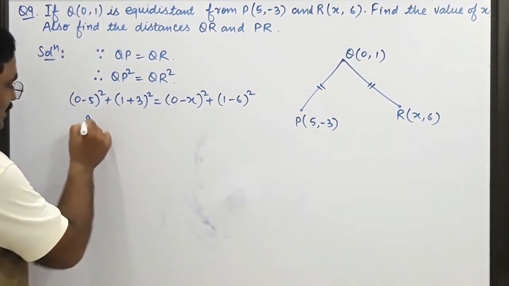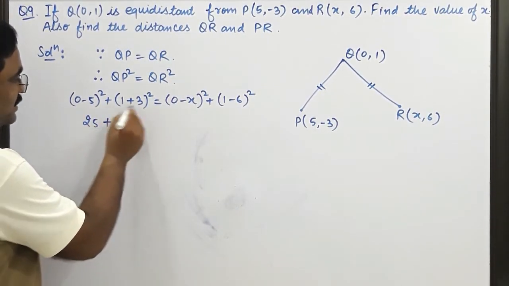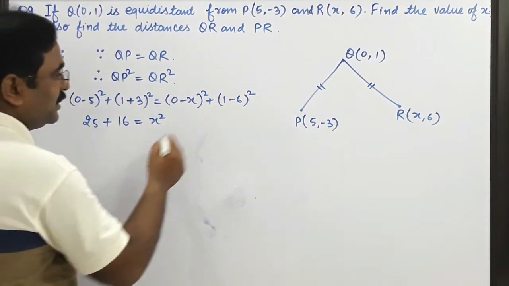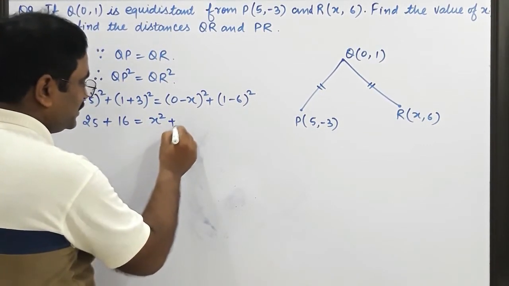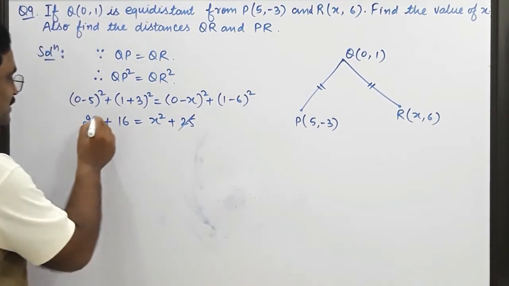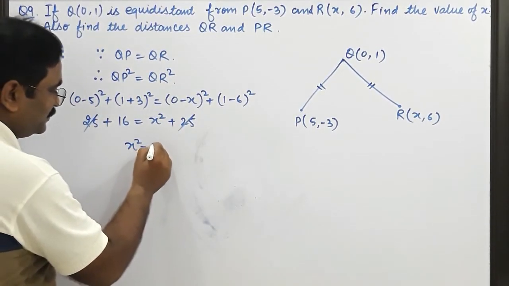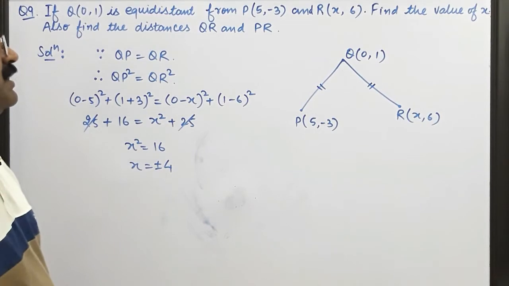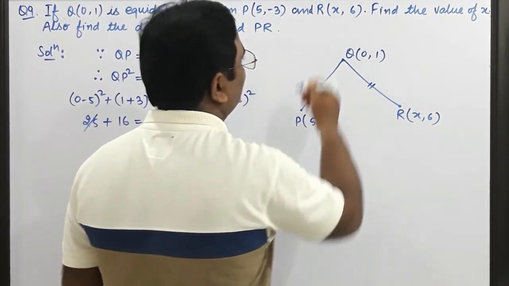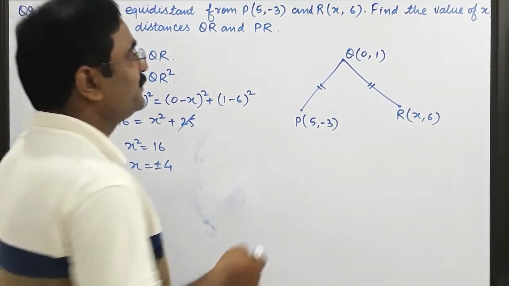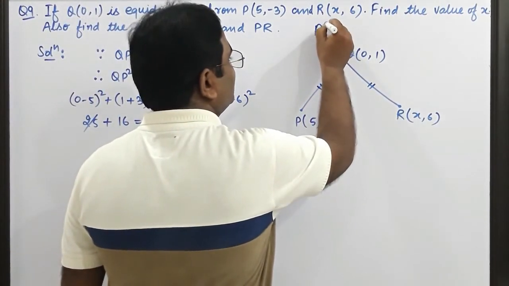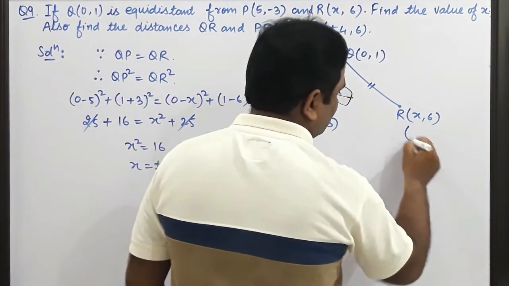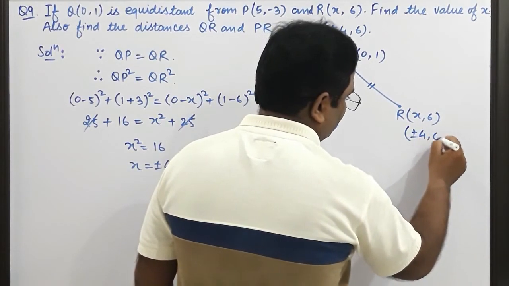So it is 5 5s are 25 plus 4 square is 16 equals x square and this is minus 5 whole square, that is 25. This 25 is cancelled. So x square is equal to 16. So x is equal to plus minus 4, square root of 16, means the value of x can be plus 4 or it can be minus 4. So our required answer, this R is plus minus 4 comma 6.